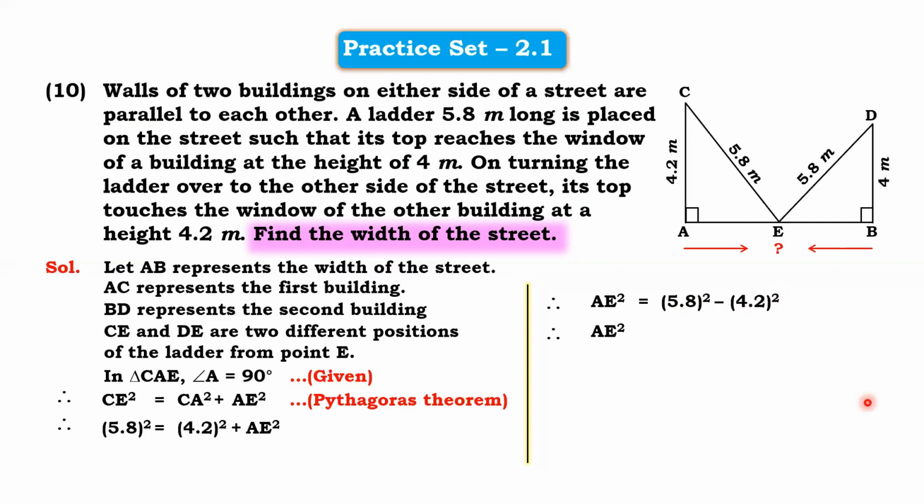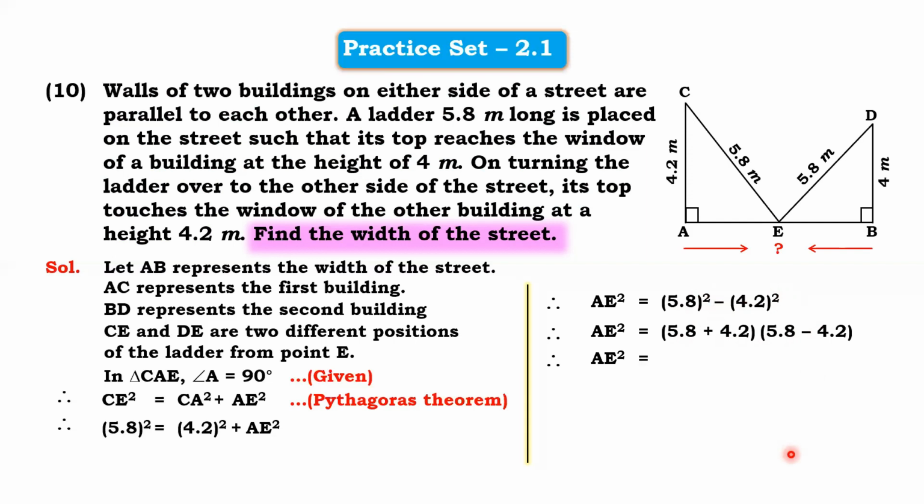We know A square minus B square is A plus B, that means 5.8 plus 4.2, and the second bracket A minus B, 5.8 minus 4.2. So here we have used the formula for A square minus B square as A plus B into A minus B. Now let us add 5.8 plus 4.2.